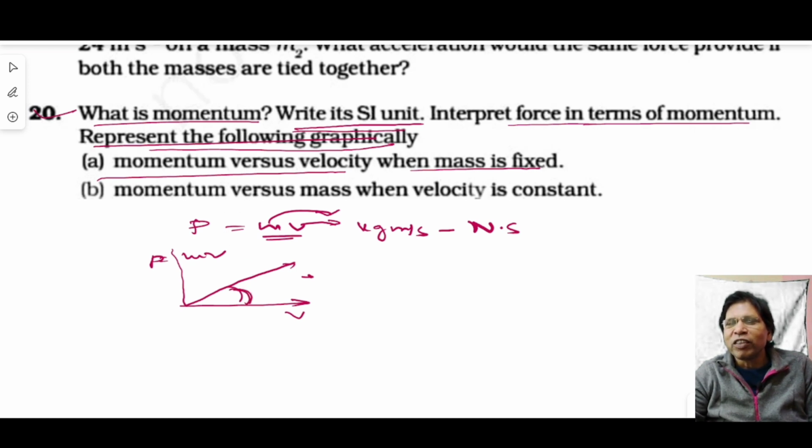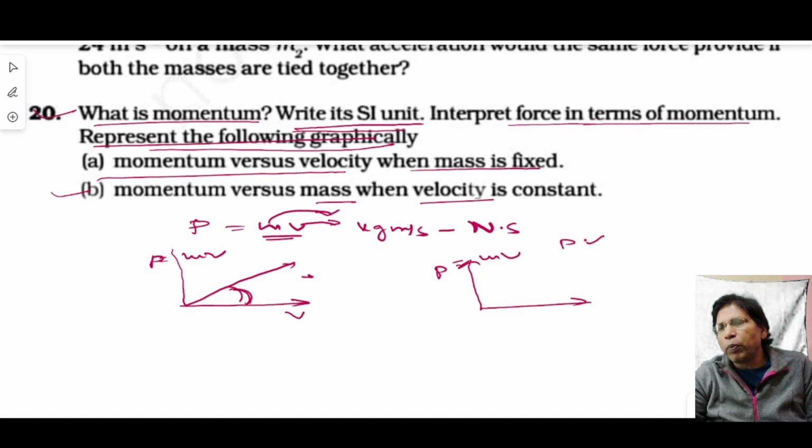Now momentum versus mass when velocity is constant. This is the momentum P and this is the mass. Now P equals mass into velocity, so here P is proportional to m. So this is also a straight line passing through the origin, and the slope of this line represents the velocity of the body.